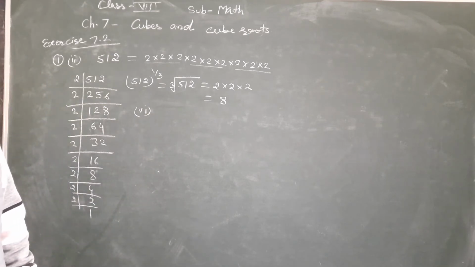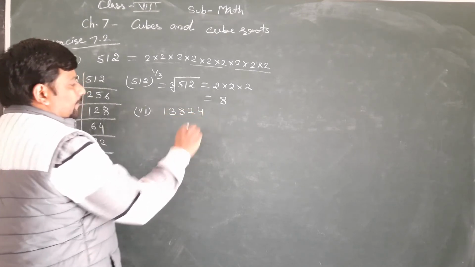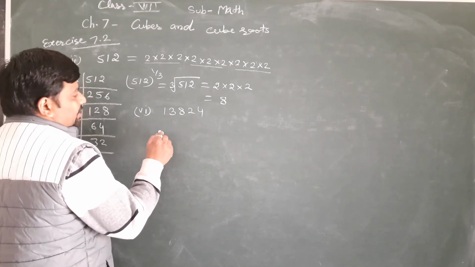The first question, part 6, is 13824. Now for 13824, go for the prime factorization.